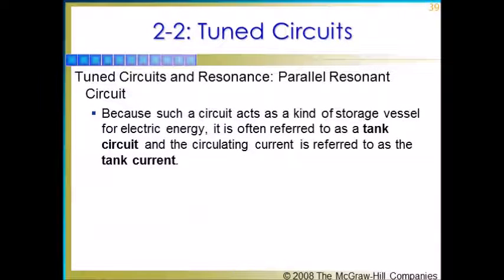Because such a circuit acts as a kind of storage vessel for electric energy, it is often referred to as a tank circuit. A tank circuit can also be called an LC circuit, and the circulating current is referred to as the tank current.